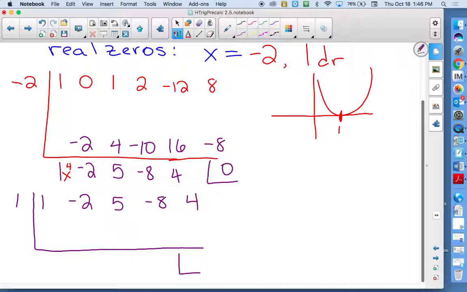and we're going to do synthetic division another time with the second zero. There were 3. So now we've already used the -2. Now we have to go to the next one, which would be a 1. And again, use synthetic division.